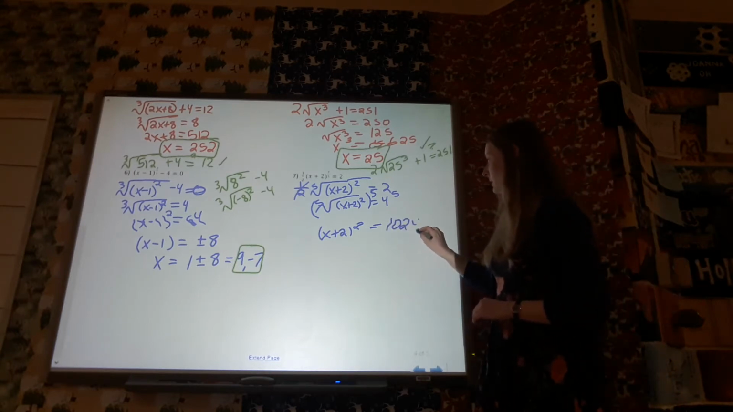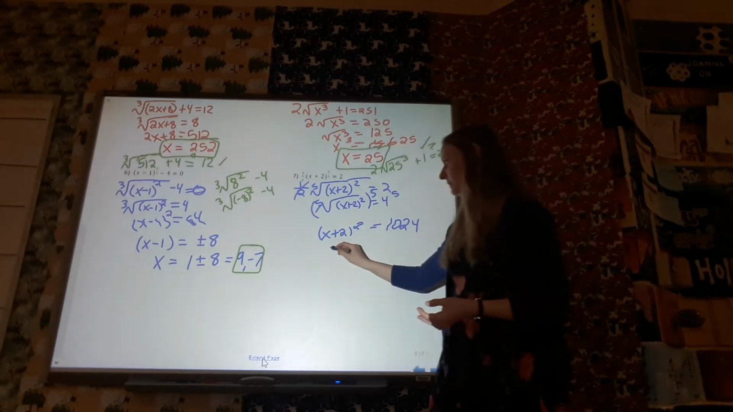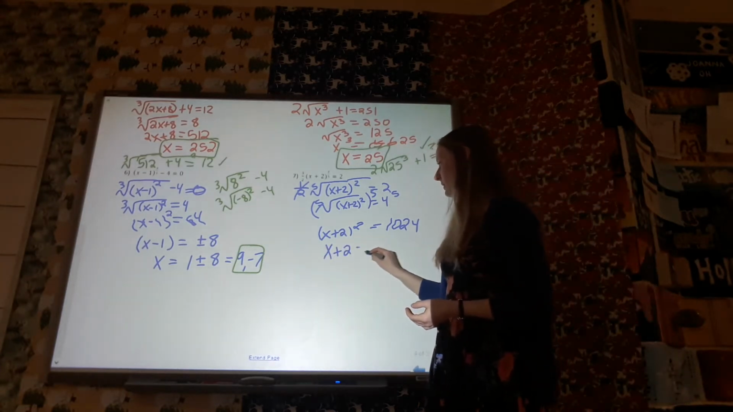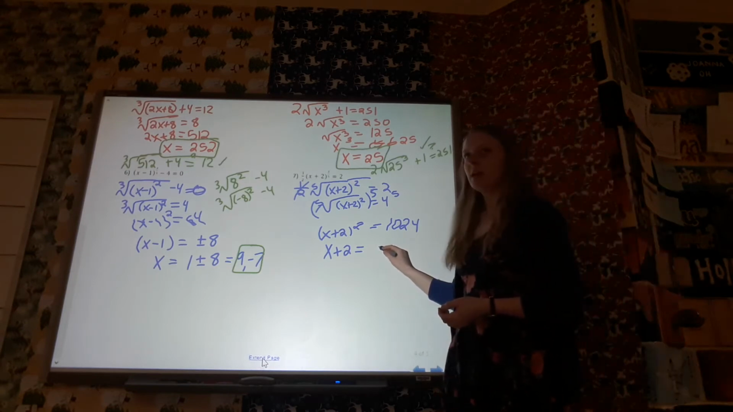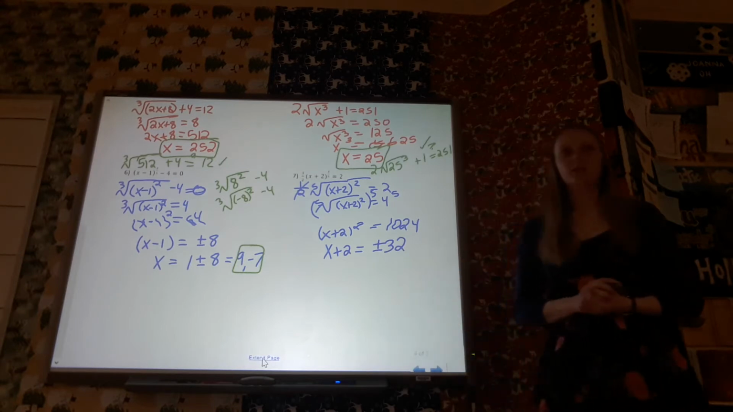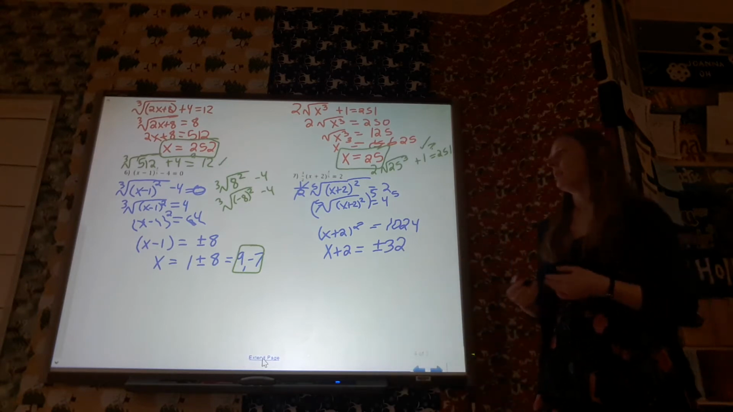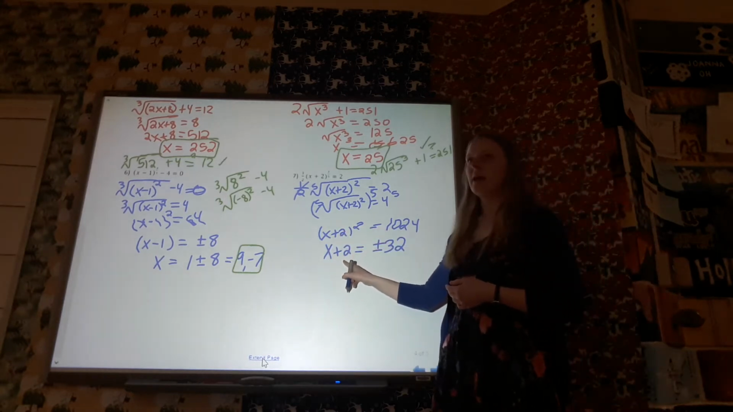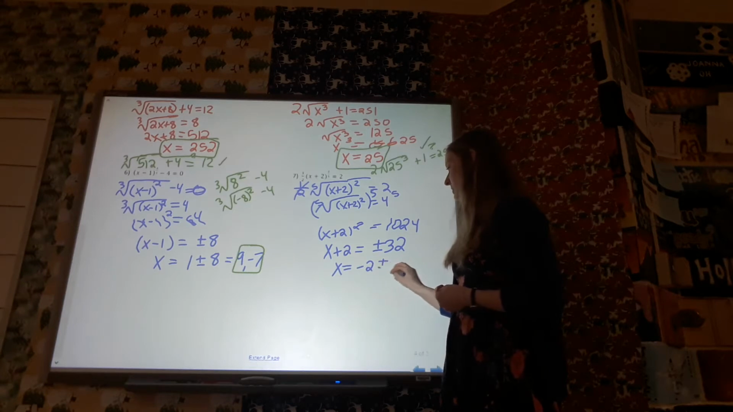Okay. Cool. Now what? Now you can square root. Is that a whole number? Oh, that's cool. So what do you write here? Plus or minus 32. Remember when you take a square root, make sure you include the plus minus. And then again, just like over here, when you have a number by the x, you have to move it over. So that'd be negative 2 plus or minus 32.